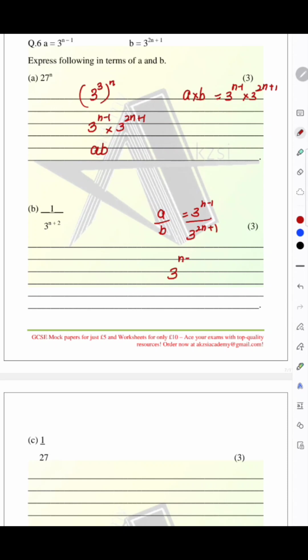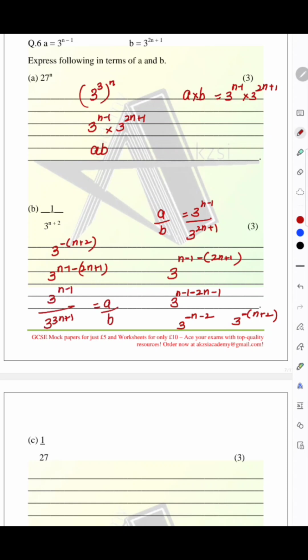So 3 to the power of n minus 1 minus (2n plus 1). That is 3 to the power of n minus 1 minus 2n minus 1. This will be 3 to the power of minus n minus 2. It is looking exactly like this, right? This can be written as 3 to the power of negative (n plus 2), or 1 over 3 to the power of n plus 2, which is this combination. That means 3 to the power of n minus 1 over 3 to the power of 2n plus 1, which is a by b.